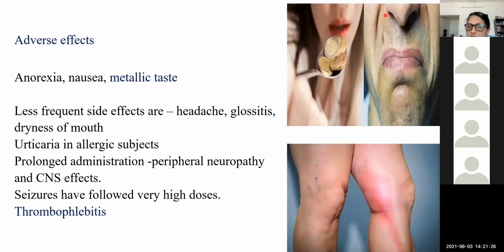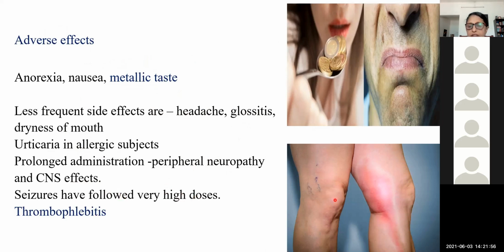Now, what are the adverse effects? Adverse effects are only mild, but one adverse effect is metallic taste. So if you take metronidazole, you will get a metallic taste in the mouth. That is one important adverse effect of this metronidazole. Other, less frequent effects: headache can occur, glossitis, dryness, allergy, sometimes urticaria. Then peripheral neuropathy can occur, and seizures sometimes occur in high doses.